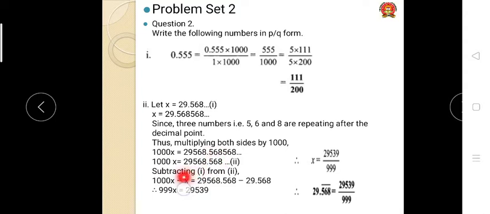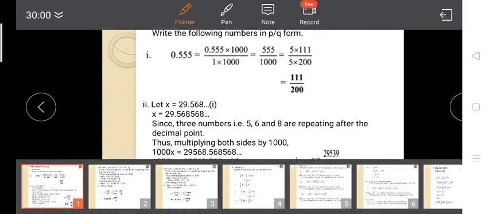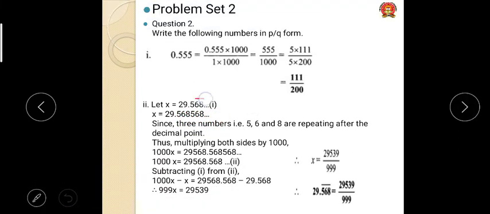See here. x is 29.568, where the bar is on 568. It means 568 is repeating after the decimal point. How many digits are there? These 3 digits, and therefore we have to multiply it by 1000.